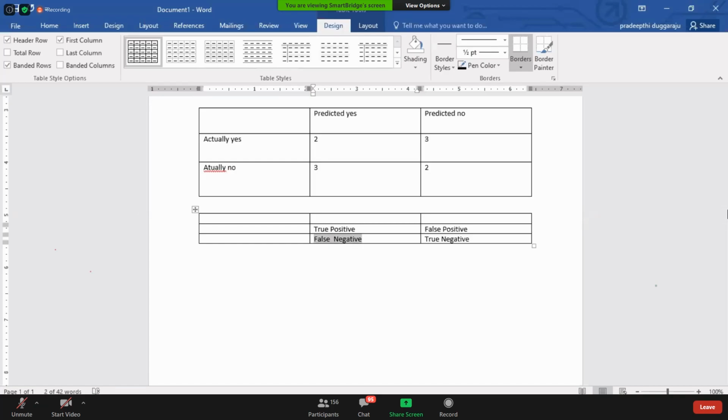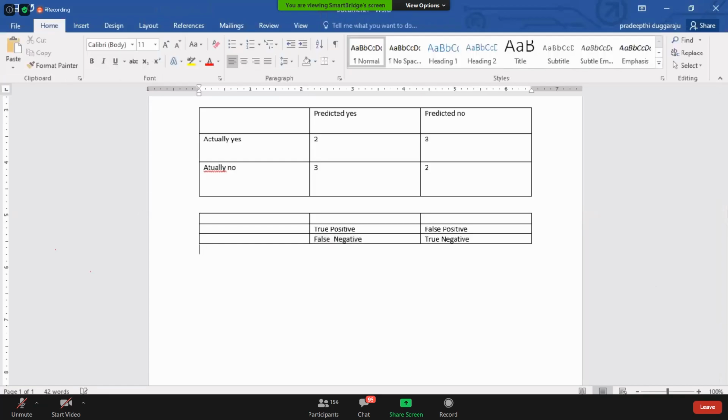Next, how do you calculate TPR and FPR? Now you will get the formulas of TPR, the formulas of FPR, and also the formula of accuracy. So until here, if you have any doubts, just let me know.